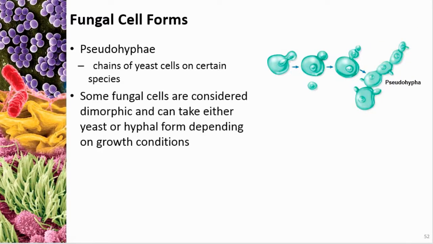So some of these have a life cycle that is dimorphic, which means they can either be hyphal or yeast form depending on what the conditions are in which they're living. And it's a common scenario that you see in some disease-causing molds.